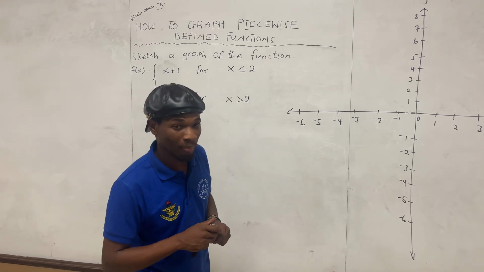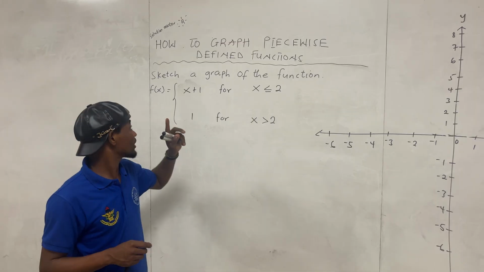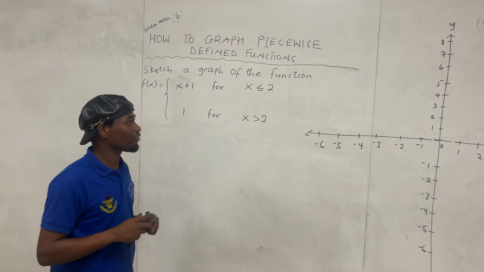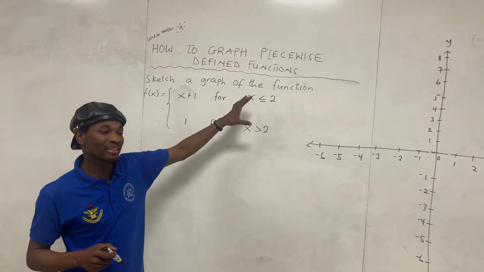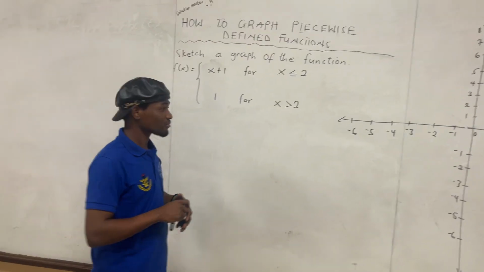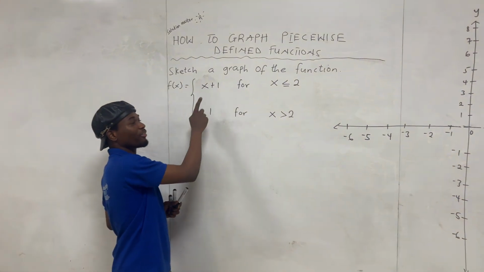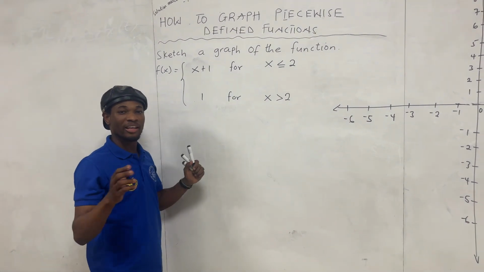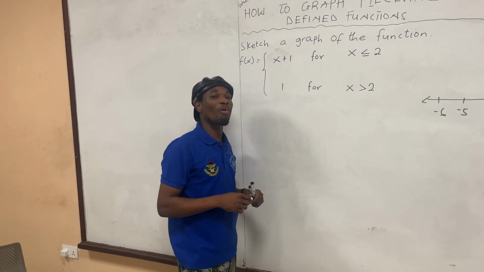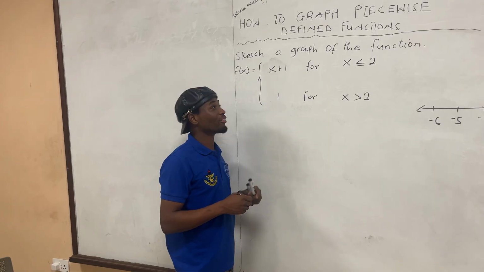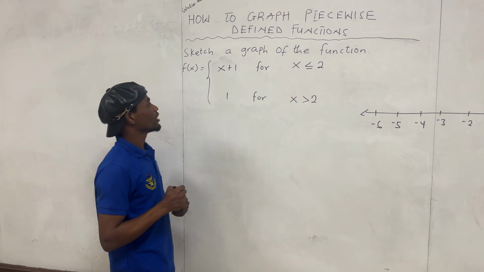You have a question on the board. Graph a function. Sketch a graph of the function f of x, which is given by this and that. So we are going to consider each function separately. After that, we'll bring them together, or merge them, to get the overall graph of the function f of x, right? Good.